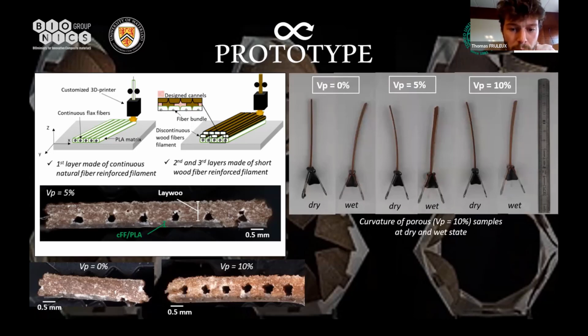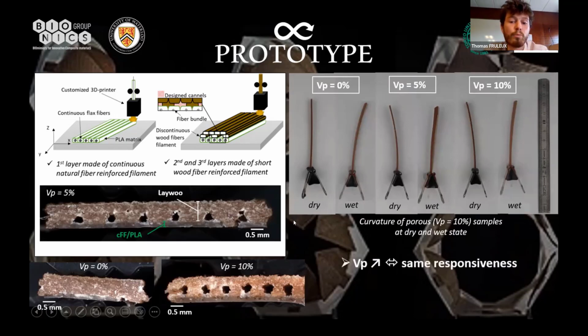So here you have pictures at dry state and at wet state for each of these samples. And what we can first say is that there is not so much variation looking at the final curvature, meaning that the porosity content might not be so influential on the responsiveness of the hygromorph biocomposites. Even if this result needs to be taken very carefully, we need to do more tests to confirm this trend. But this is what we observed in a first try.